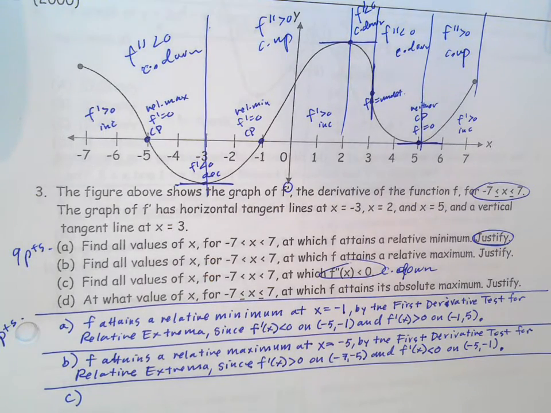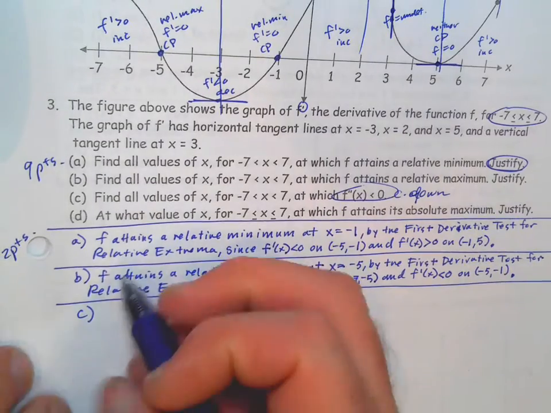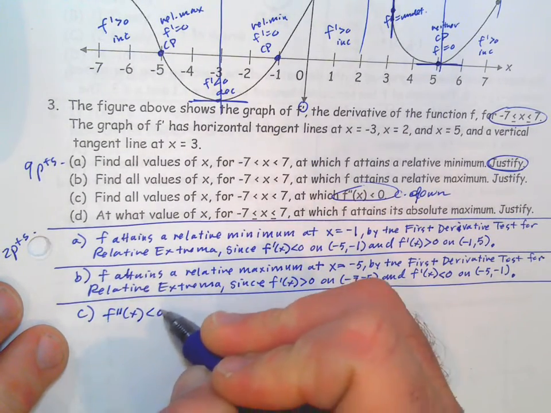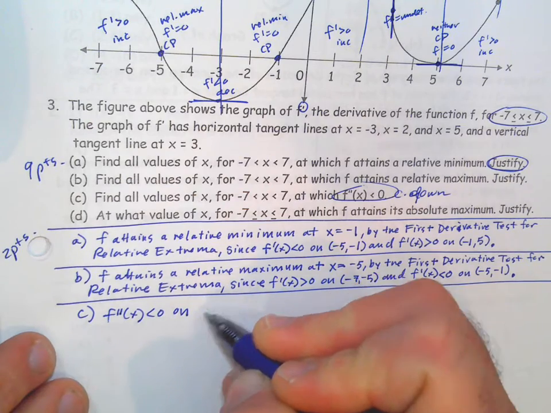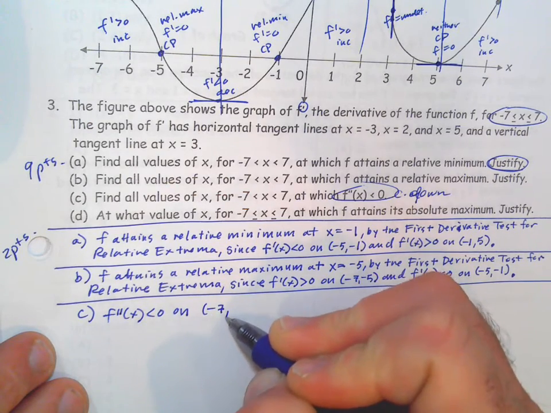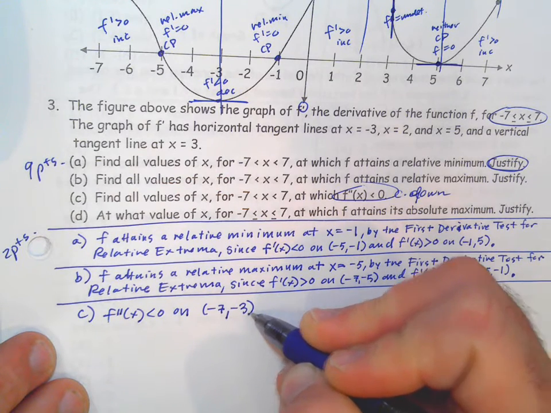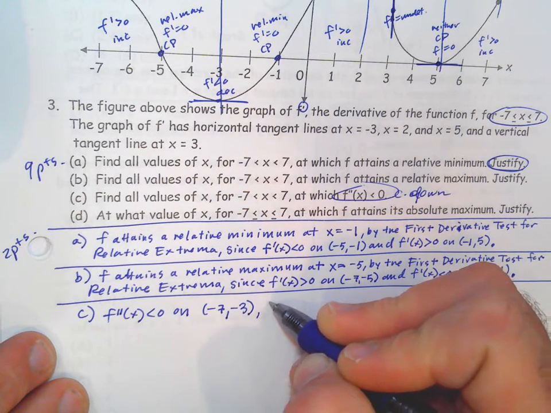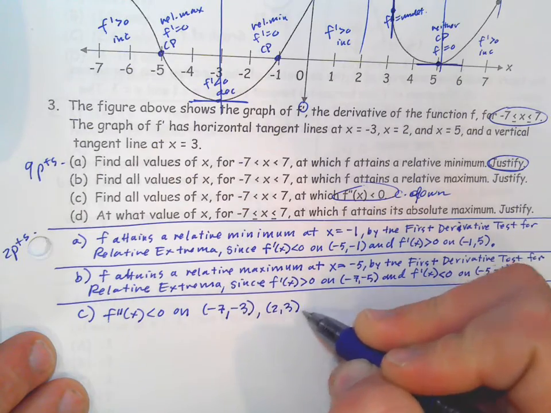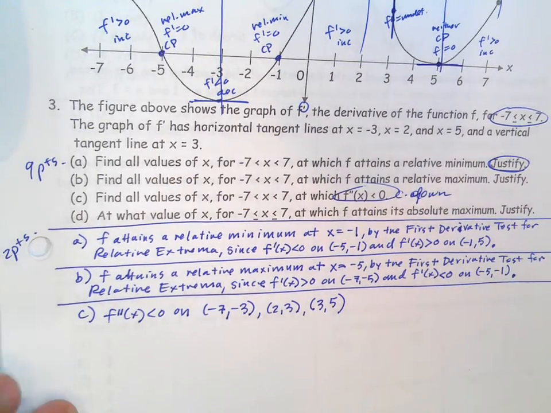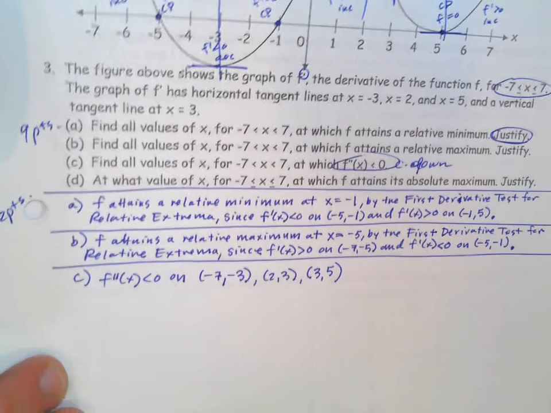So where is f double prime negative? We say f double prime of x is negative on the intervals -7 to -3, do not include the endpoints, and then 2 to 3, and then 3 to 5. So those are all the intervals where it's negative.